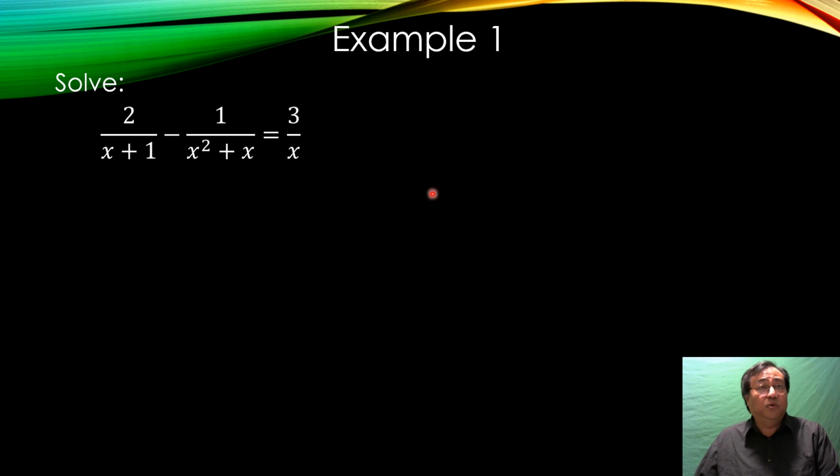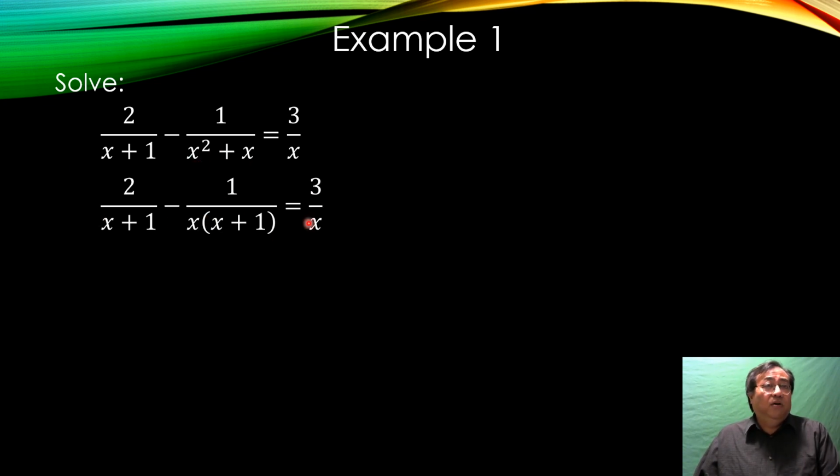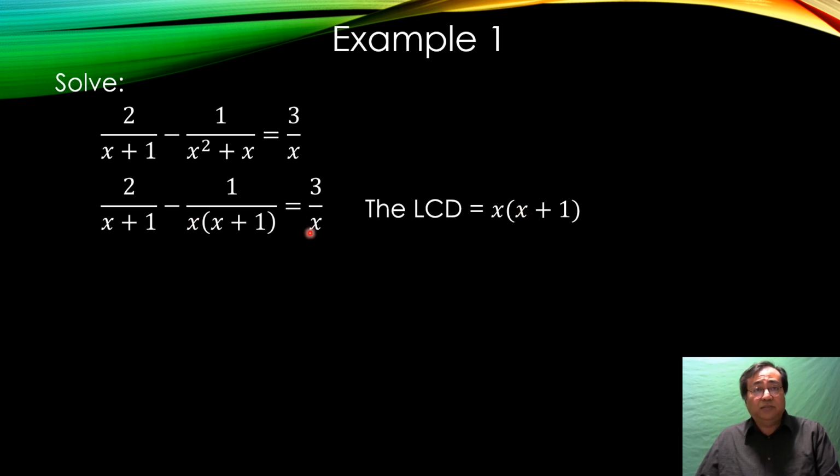Alright, here's example 1. So this is our equation. First we factor it. It doesn't factor much. X comes out. Now, what is the least common denominator? The least common denominator is not x plus 1. It's x and x plus 1. So the least common denominator includes all the factors, right? So x times x plus 1 includes the x, and it includes this x plus 1. Hopefully you get the idea. The LCD must include all the factors.